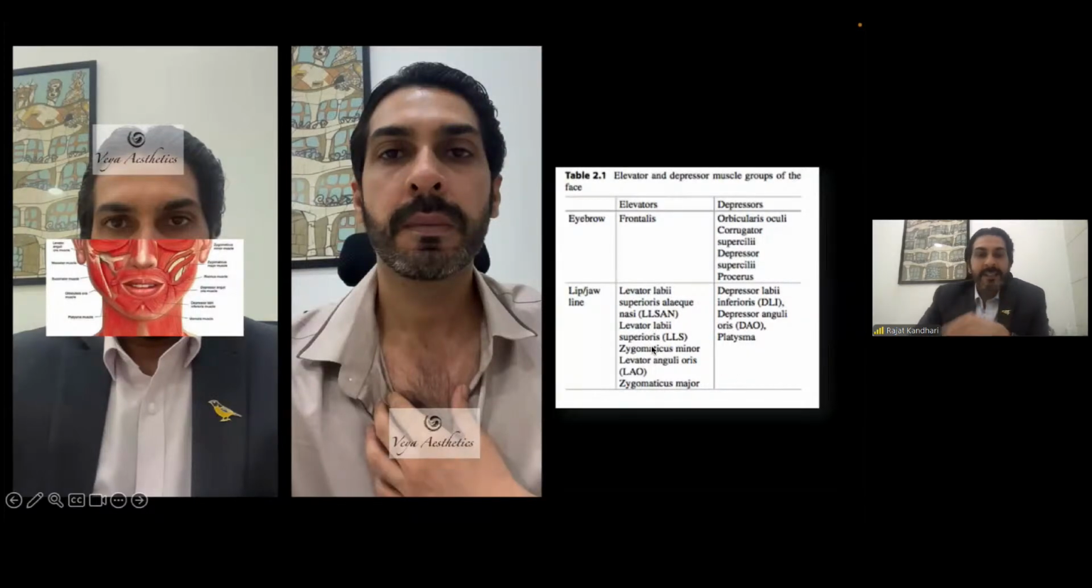You can see that there are two slings on the face, one is the brow and one is the lip. There are elevators, which are the zygomaticus major, the LLSAN, the LLS, zygomaticus minor, and the LAO. And then there are depressors, which are the DAO, DLI, and the platysma. So when we're injecting, we need to maintain this balance and basically slightly knock off the depressors so that the person looks more pleasant.